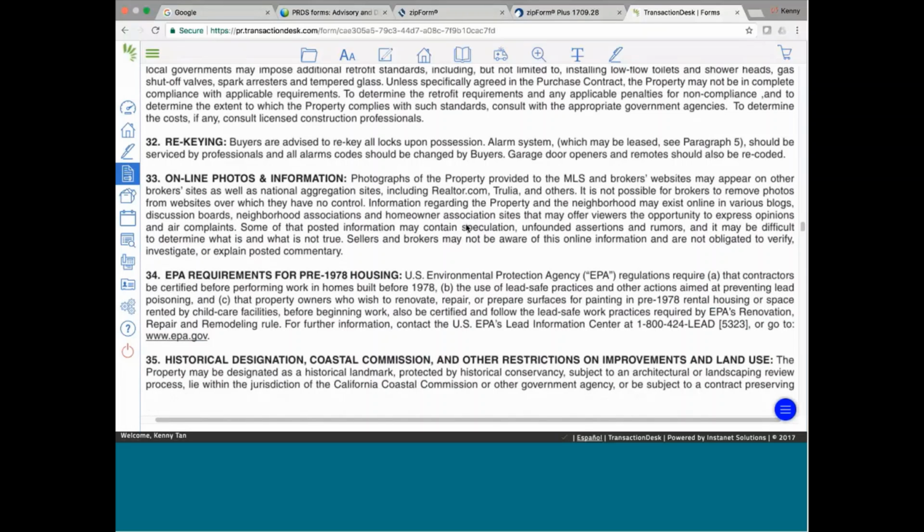Okay. EPA requirements for pre-1978 housing. So it says here the EPA requires contractors to be certified before performing work in homes built before 1978. This one is about lead work. Pre-1978, paint actually contained lead, right? After 1978, they don't allow lead in paint. So if you need to hire a contractor to do lead work or remove lead, the EPA requires that the contractor be certified.